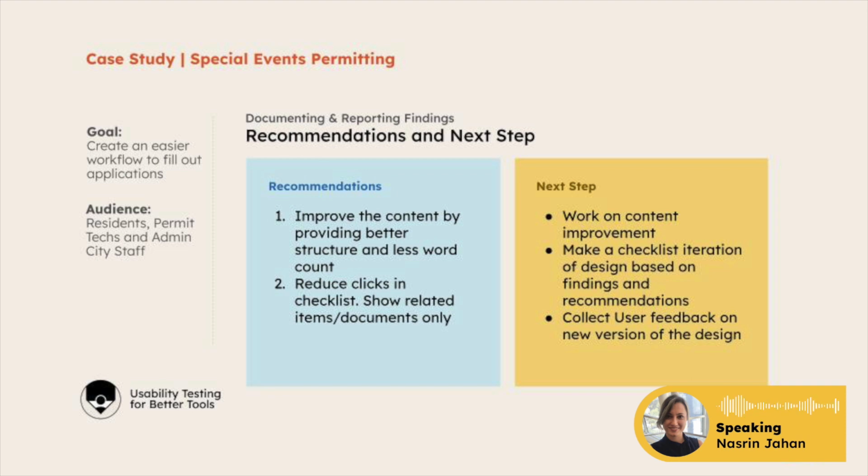So the recommendation was to improve the content, providing better structure and less word count, because people complained about how long the form is. And also the biggest issue is reducing clicks. It was so many clicks, and we needed to do something about it. So the next step was to work on content improvement, making a checklist, iteration of the design based on findings and recommendations, and collect user feedback on the new version of the design.